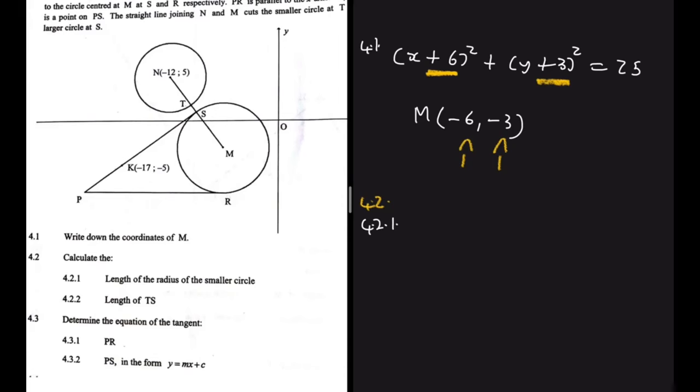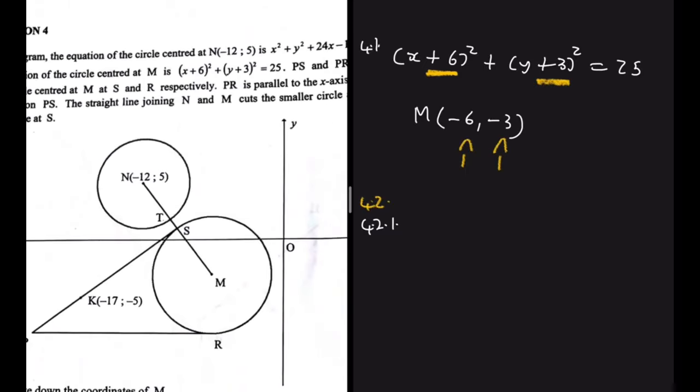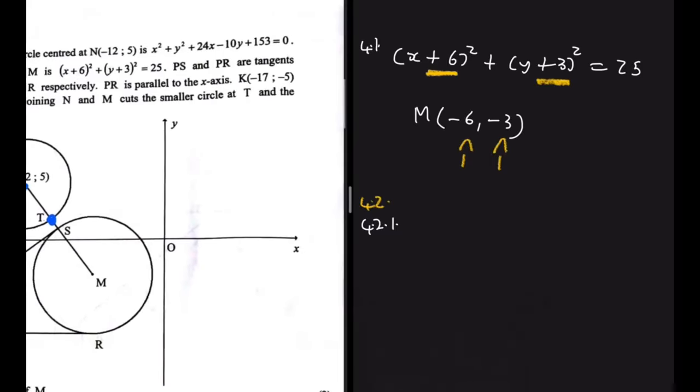4.2.1. They're saying that let's calculate the length of the radius of the smaller circle. So right, we have the radius of the smaller circle. It is nt, right? We don't have the coordinates of t, so we cannot use the distance formula, but we are given the equation of the small circle, right? It is said to be, here it is, right here.